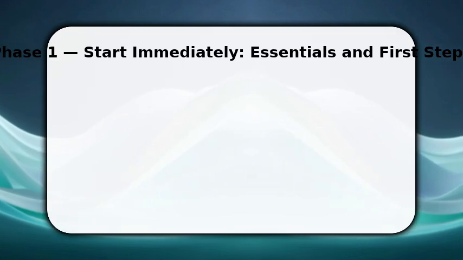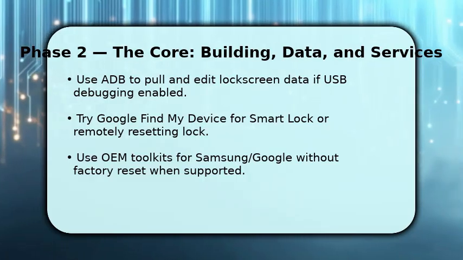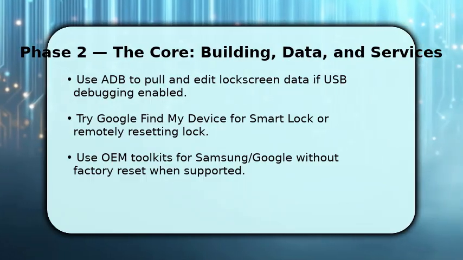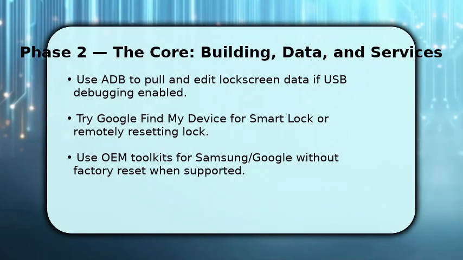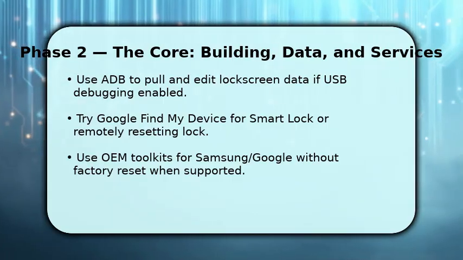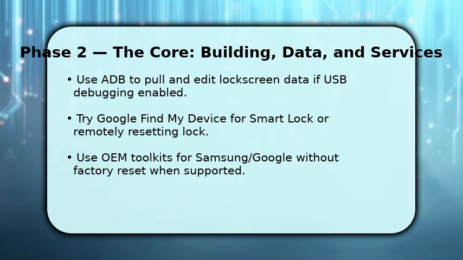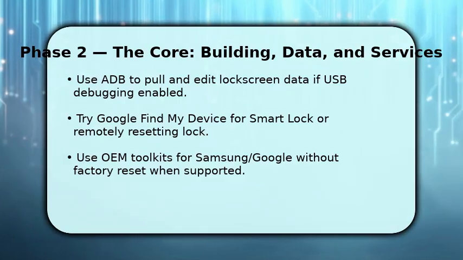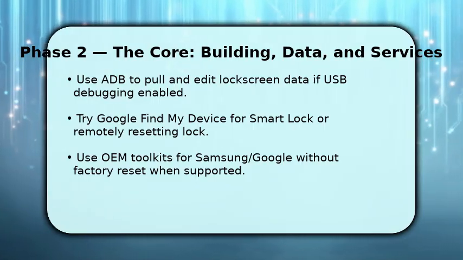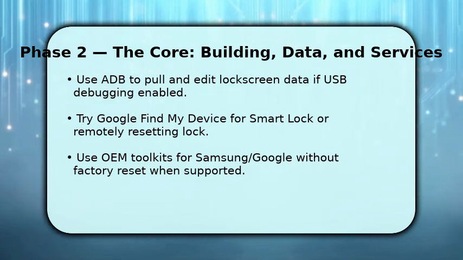Now you execute the core actions. If USB debugging was active, connect via ADB and pull the keyguard or lock settings database, then modify or remove the lock entries. This directly unlocks without data loss. If ADB is unavailable, try Google Find My Device to trigger Smart Lock or change device settings remotely. This can unlock certain models. For manufacturer phones, use official OEM toolkits or repair mode utilities, which can reset the lock mechanism while preserving user data. Make sure to follow exact commands and back up pulled files.